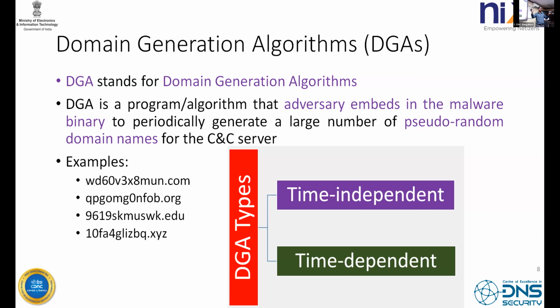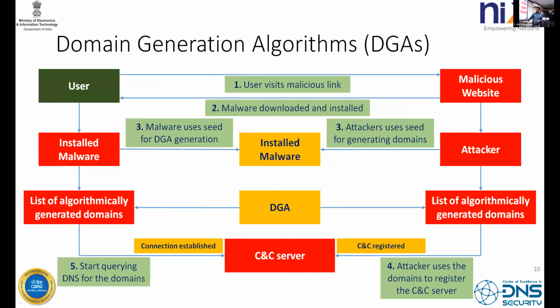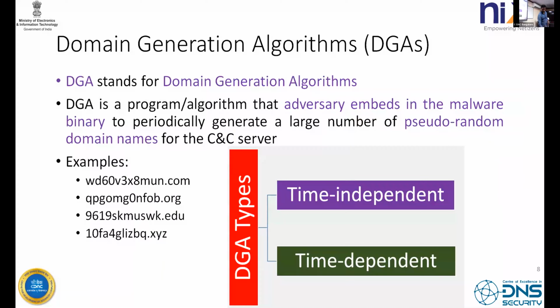algorithm on another day and it generates a domain name. If both the generated domain names are the same, then it means that it is time independent. Meaning an algorithm which generates the same list of domain names on two different days is not related to time, right? So it is time independent. Whereas an algorithm which remains the same but generates different domain names on different days or times, right? Then it is time dependent.